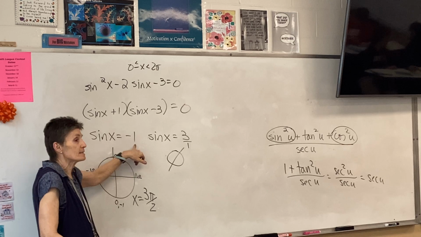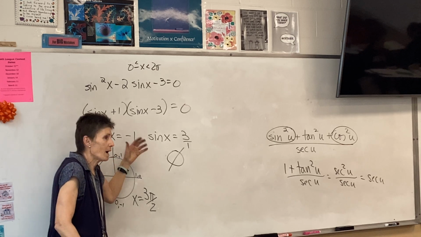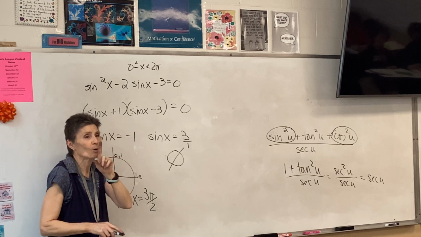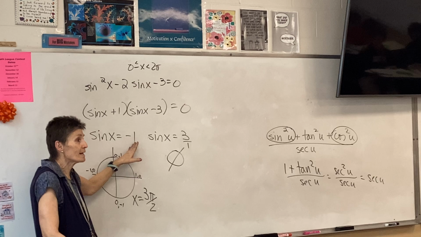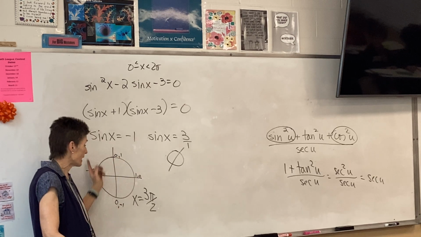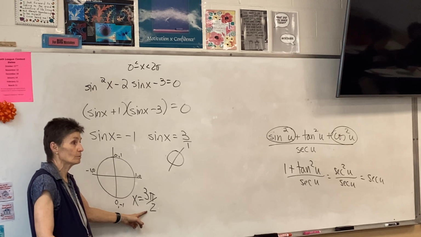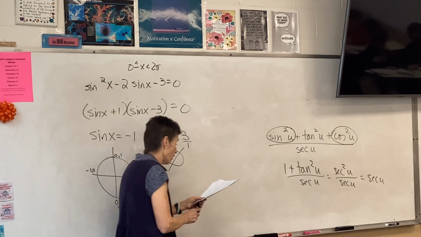Alright, sine is -1. I need you all just to be quiet. Yes, ma'am. Sine is -1, so y is -1, and that happens right here, and that angle is 3 pi over 2. All right. Number 3, another solve.